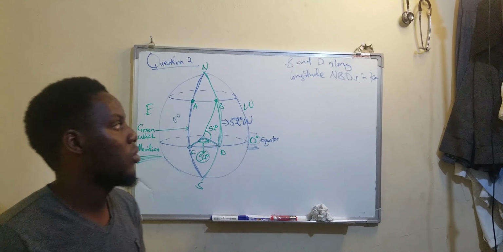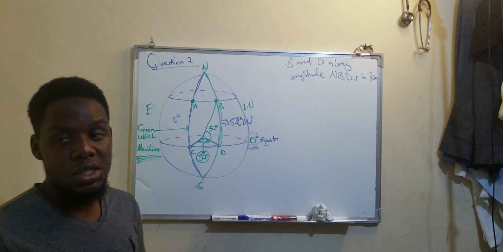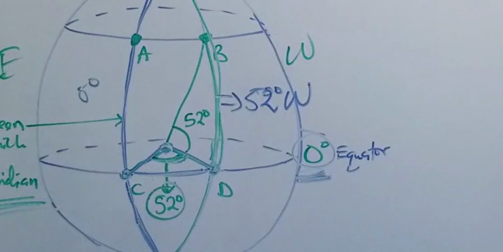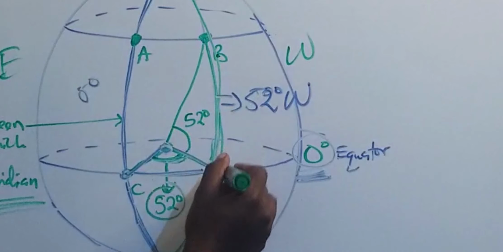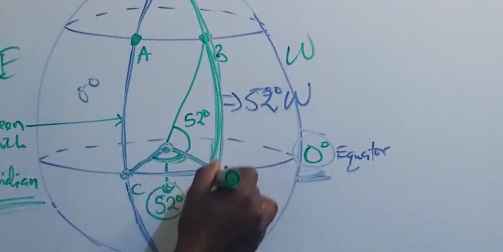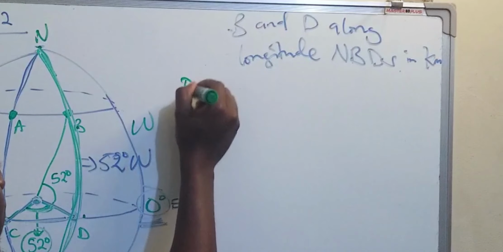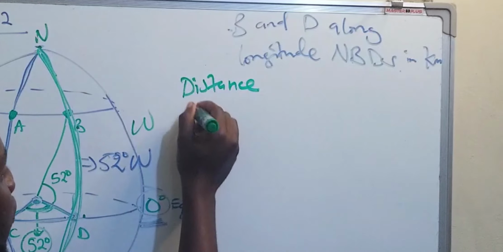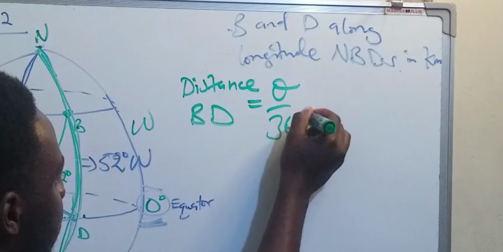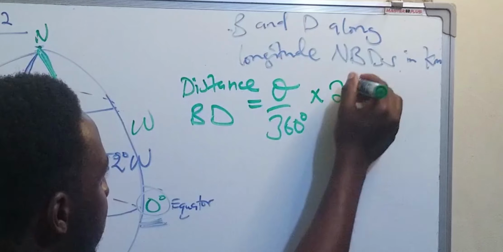Okay, so right now what we're going to do is our last question, which is telling us to find the distance BD along the longitude NBDS. This longitude here, this longitude there. So now remember, when finding the distance in longitude, we use the formula: distance BD is equal to theta over 360 degrees, multiplied by 2 pi r.